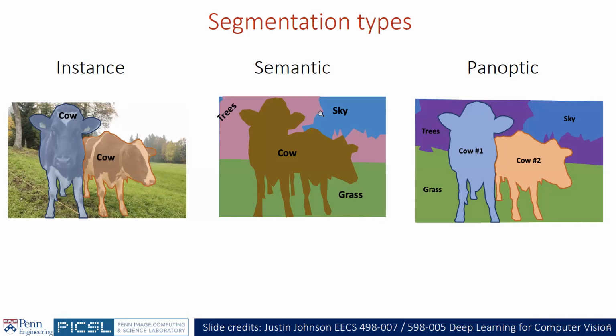Then the second type of segmentation problem is semantic segmentation, where you label every object in your image. So here you would give sky, grass, cows, and trees a different label. And the third kind of segmentation is the combination of the first two. You are interested in all the different labels in your image, but also in your foreground class, you are interested in every instance of that foreground object.